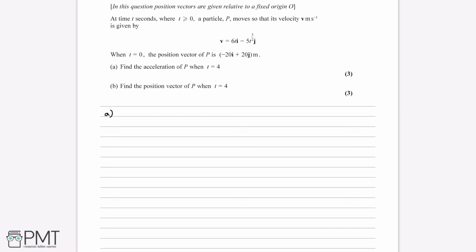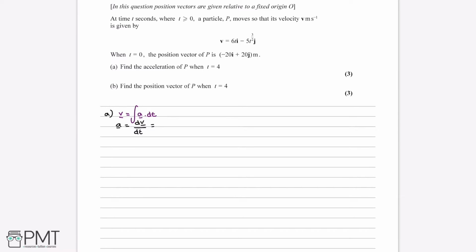So first of all, if we find some way to link velocity and acceleration, this would be a good start, because we have an expression for velocity up here and our answer is to do with acceleration. We want to find the acceleration of P. As a general rule, velocity is the integral of acceleration. Therefore, if we reverse that, acceleration is the derivative of velocity, dv by dt. So we would want to differentiate this expression up here.